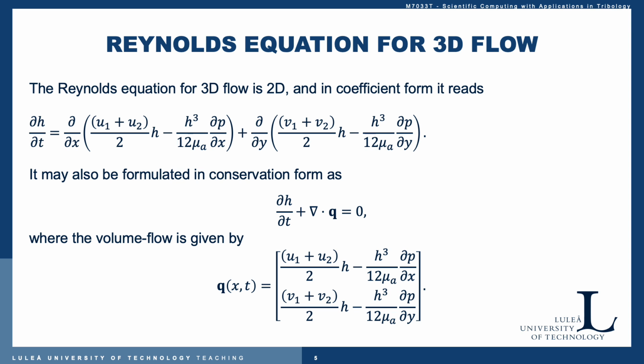But it may also be formulated in conservation form, looking like this. And here the first term then is the accumulation or loss of volume in the system, and the second term, the divergence term, represents the difference between the flow that comes in and the flow that goes out, and the flow itself here is a vector valued function for the volume and represents the volume flow, now given by the expression below. And of course, if you insert that into the divergence operator, you will end up with the coefficient form as of above.